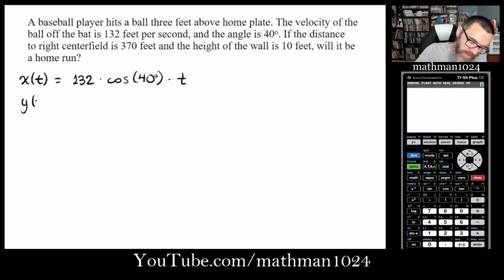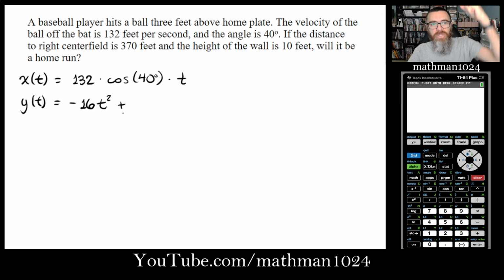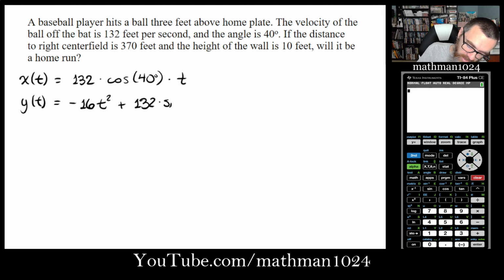And our y function is going to be negative. It should be negative 1/2 g. So we're using 32 feet per second squared, so negative half of that is negative 16 t squared. That's the downward part, the downward force that we have for the y value. But the upward force starts off, he was hitting it at 132 feet per second. So the vertical part is going to be the sine value, so 132 sine of 40 degrees times t, plus the initial height.